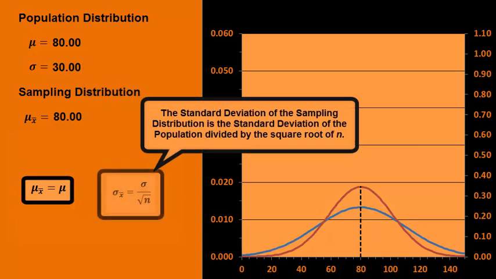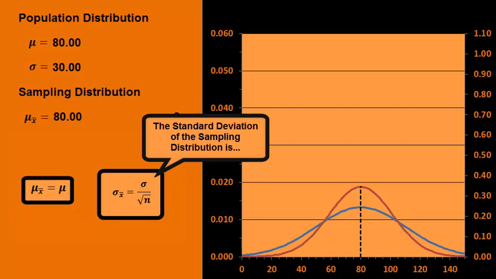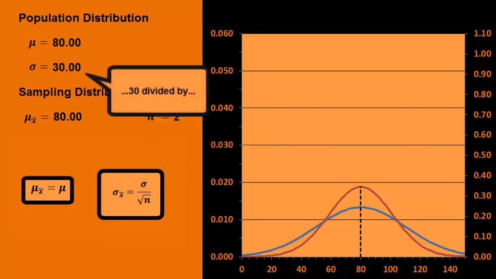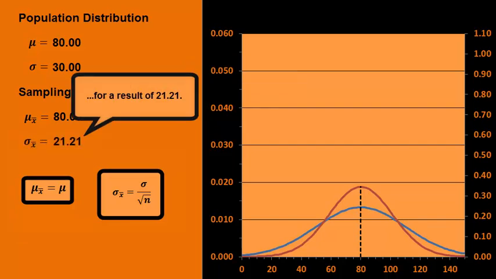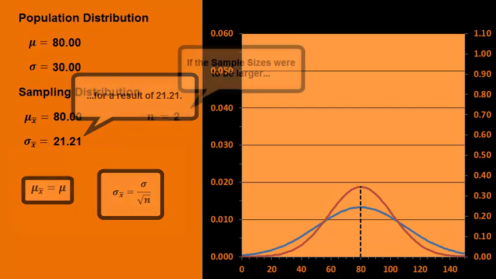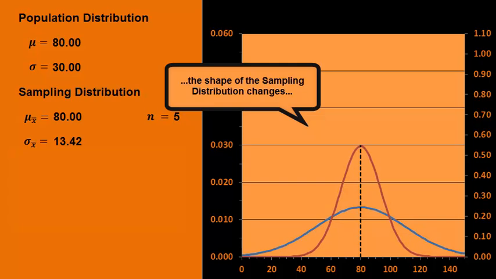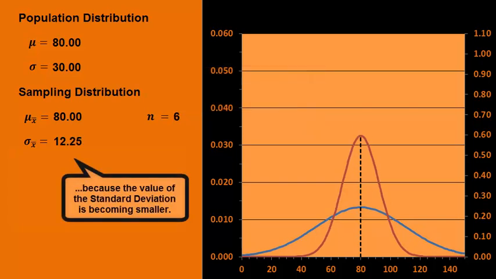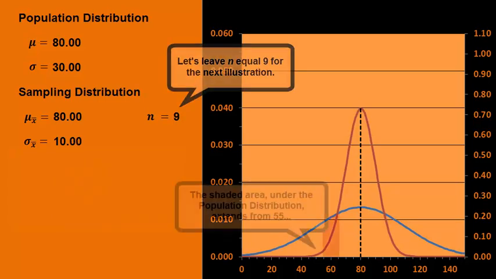The standard deviation of the sampling distribution is the standard deviation of the population divided by the square root of n. The standard deviation of the sampling distribution is 30 divided by the square root of 2, for a result of 21.21. If the sample sizes were to be larger, the shape of the sampling distribution changes because the value of the standard deviation is becoming smaller. Let's leave n equal to 9 for the next illustration.